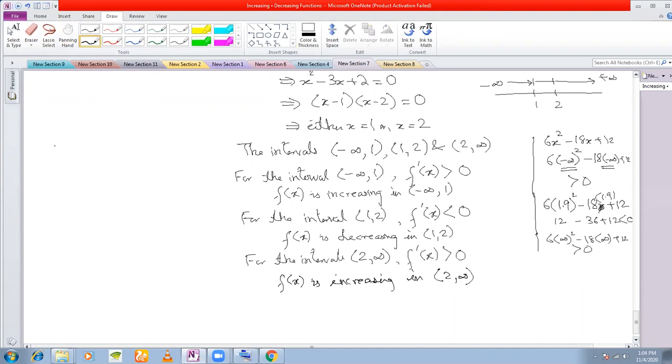So what happened? This is some sort of roller coaster ride. See here, if you draw a number line, this is your x is equal to 1 and this is your x is equal to 2. This is your minus infinity and this is your plus infinity. In minus infinity to 1, the function is increasing, something like this. And then it comes here. This has become your turning point, right?